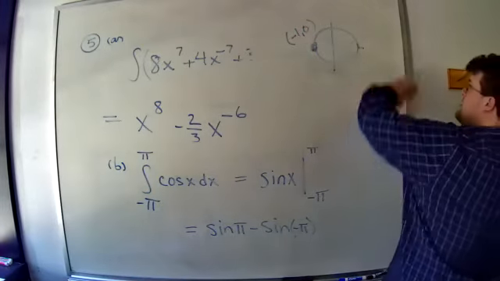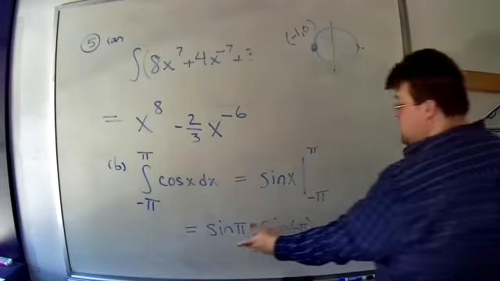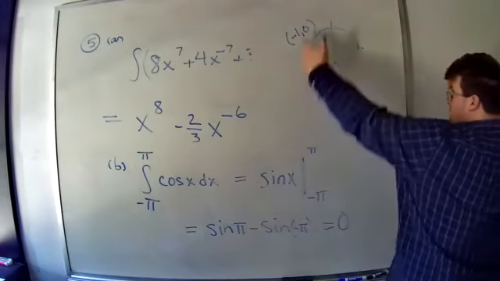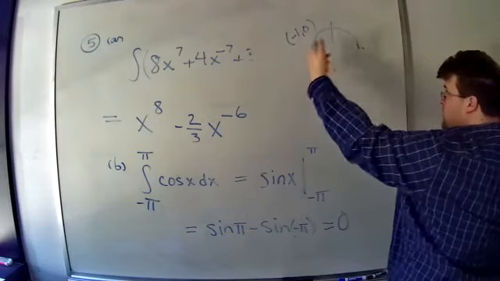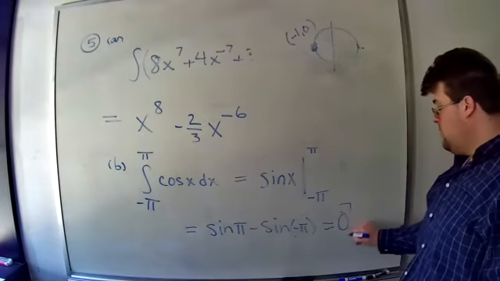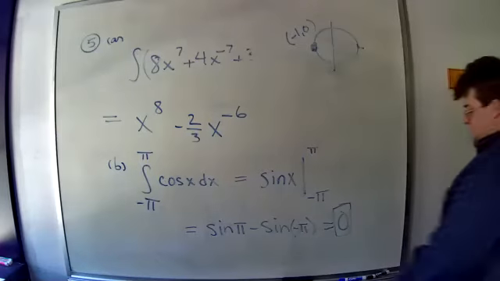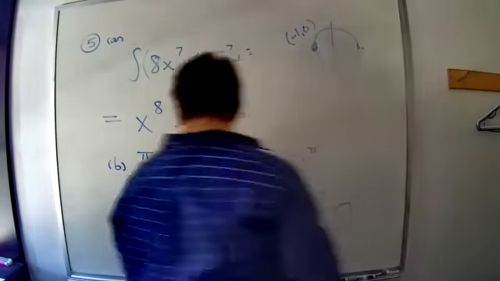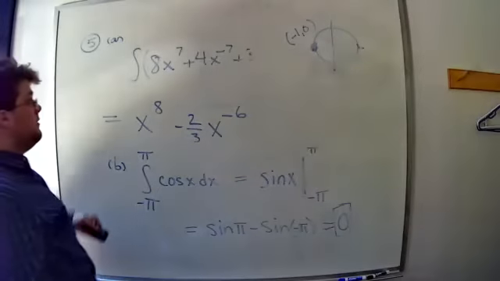Pi is over there. Sine is the y value. Sine of pi is 0. Sine of negative pi goes this way, but you still wind up back there. So you get 0 minus 0, which is 0. That's a 0, not a backwards 6. Any questions about part B?